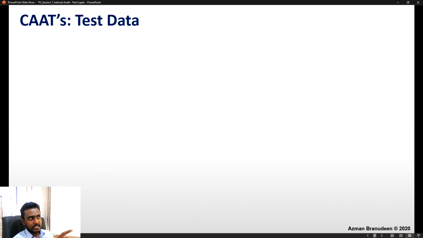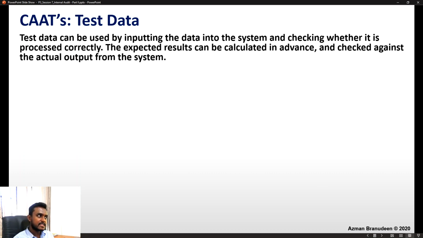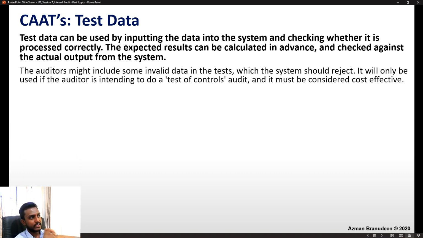That brings me to the second aspect of computer assisted audit techniques, that is test data. Test data can be used by inputting the data into the system and checking whether it is processed correctly. The expected results can be calculated in advance and checked against the actual output from the system. The auditors might include some invalid data in the tests, which the system should reject, just to check.